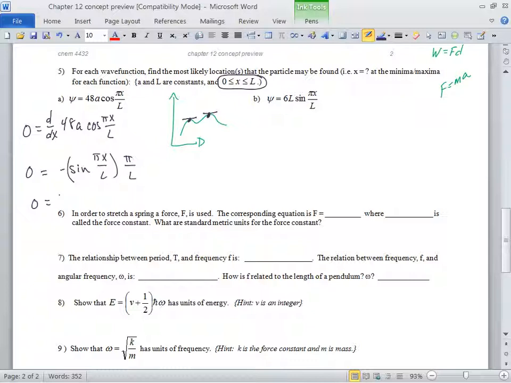So you divide the pi over L, and also the negative sign. So it would just be what? Sine pi x over L. Perfect. Okay, she cleaned it up for you as good as she possibly could.